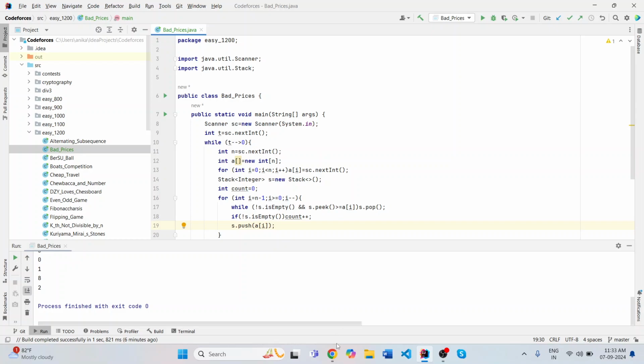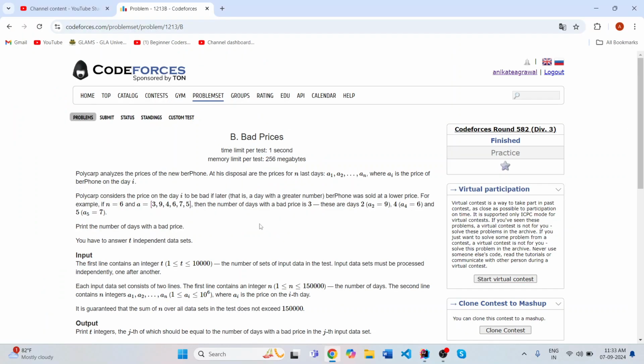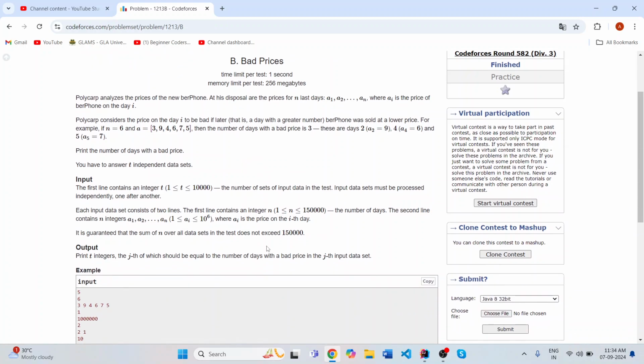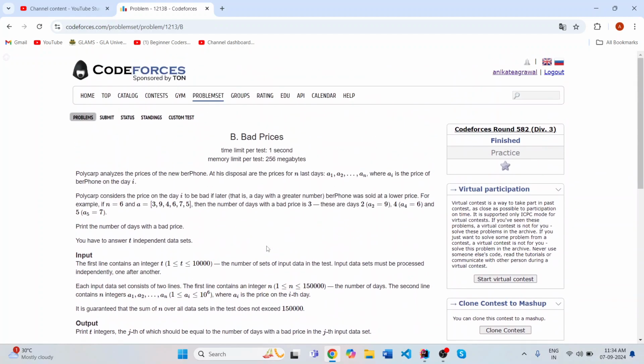This question can also be done using another approach, that is the right minimum approach. We shall keep a right minimum array, that is, we will be keeping the minimum values moving from the right to the left, and if that is not equal to the current element, that means we have a minimum value later, so that will be a bad price. So this was a simple question, very interesting. I hope you guys have got the approach.